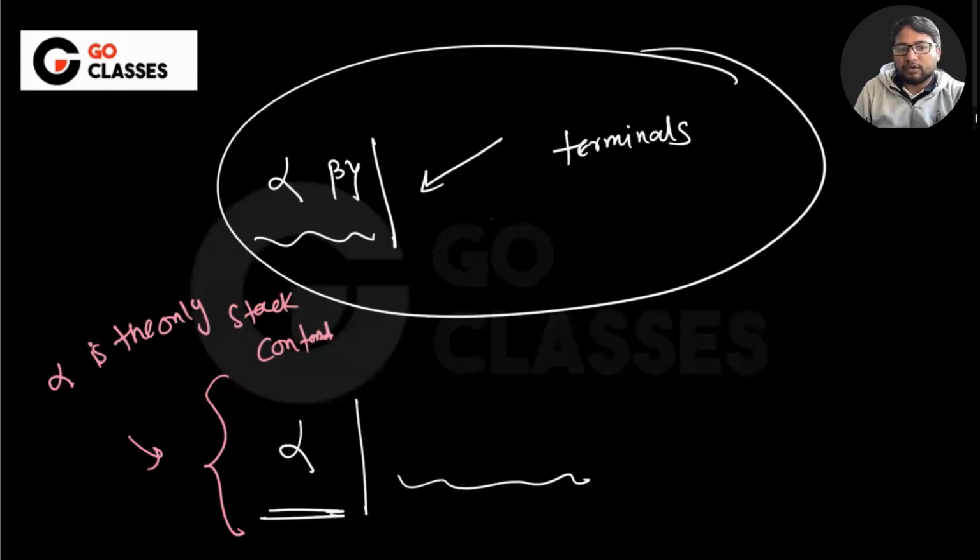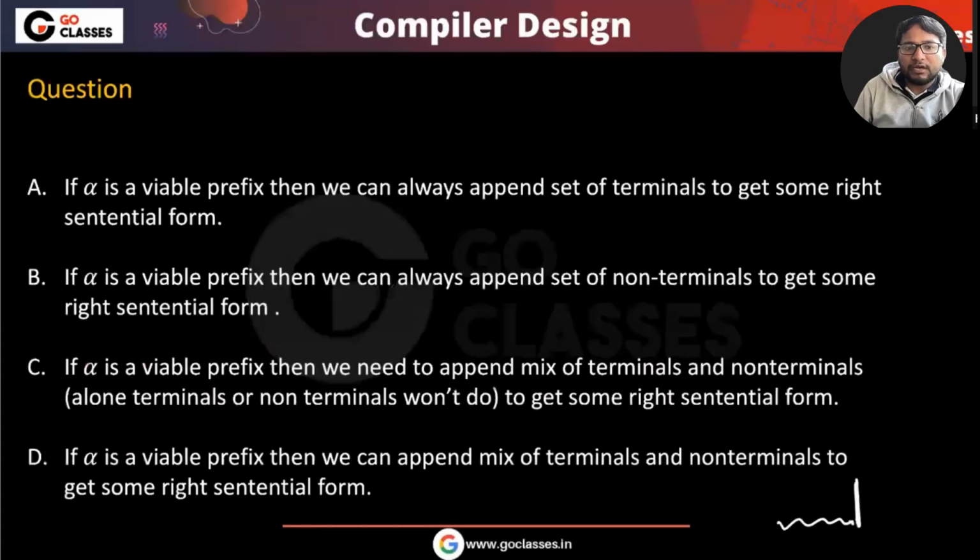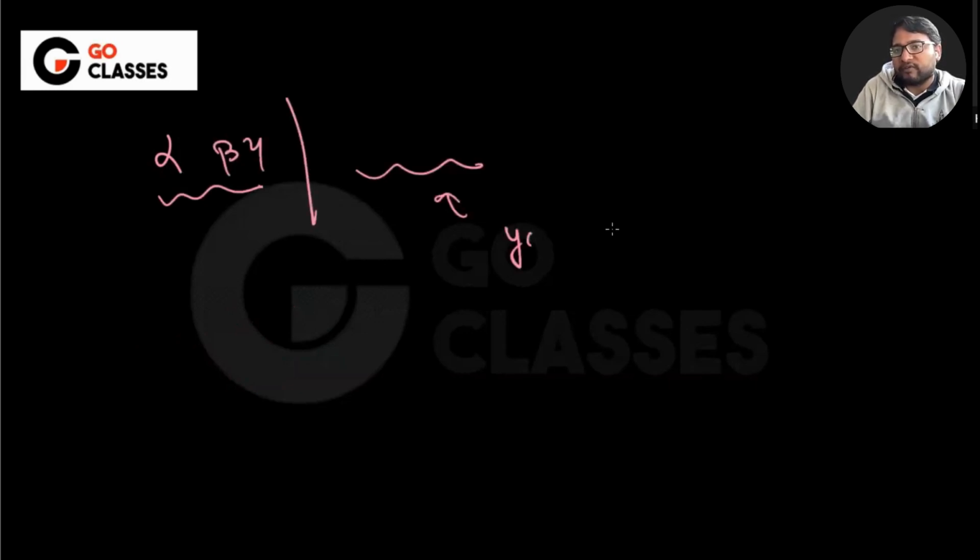It seems like I was not audible, right? Okay, so I was saying, let's suppose alpha is a viable prefix. Now, which means that if alpha is a viable prefix, can you tell me the stack content? Can this be the stack content? Can I say this is yet to read and this is the stack content and alpha is a viable prefix?